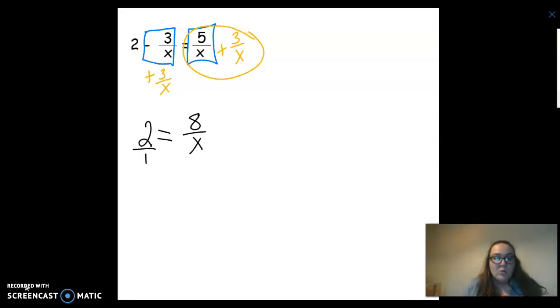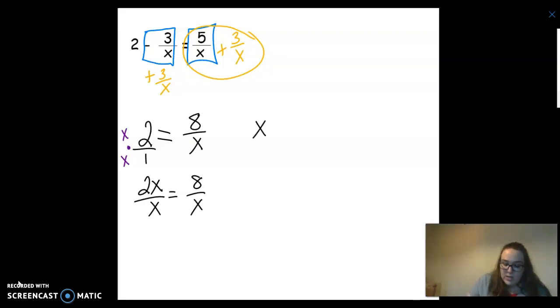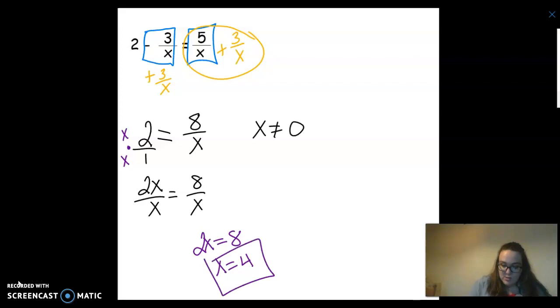Hey, I want you to get a common denominator and find what x should be. Well, hopefully you multiplied that left side by x so that you had a common denominator of x. Hey, now those numerators are equal. What can x not equal? Well, x cannot equal 0. When I set those numerators equal, 2x equals 8, I'm going to get x equals 4, and because 4 is not 0, x equals 4 works.